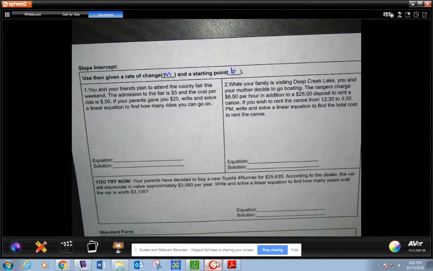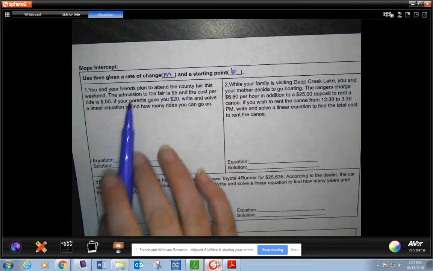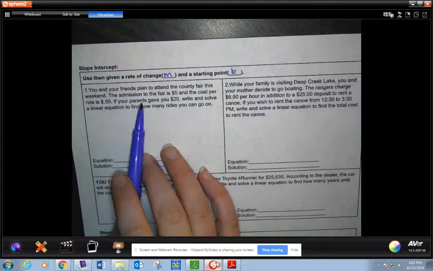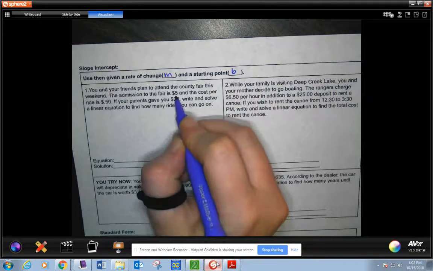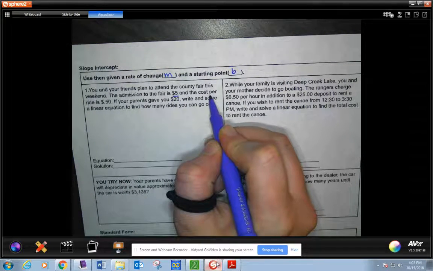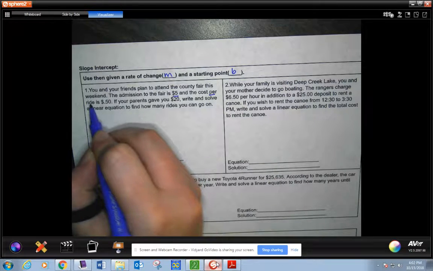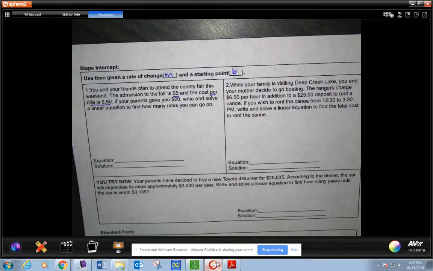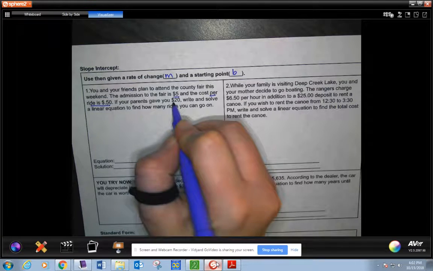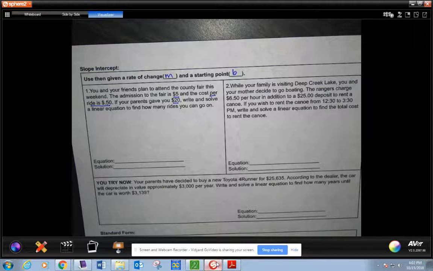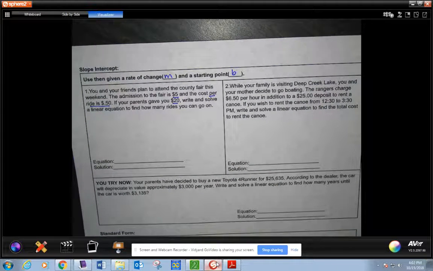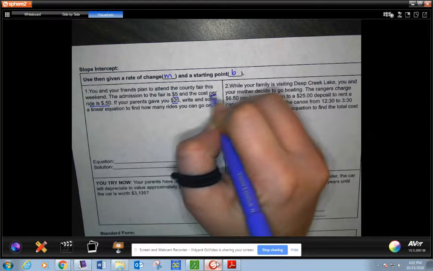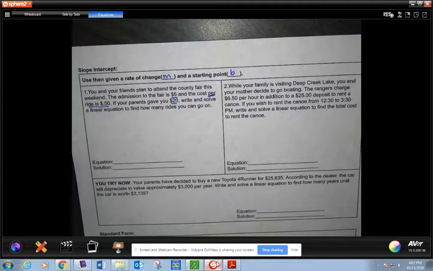So the first thing you need to do is read through your problem. Find the things that are important. You and your friends plan to attend the county fair this weekend. The admission to the fair is $5, and it costs per ride 50 cents. If your parents give you $20, write and solve a linear equation to find how many rides you can go on. Okay, per is a very big keyword because per is telling you that that's how it's changing.